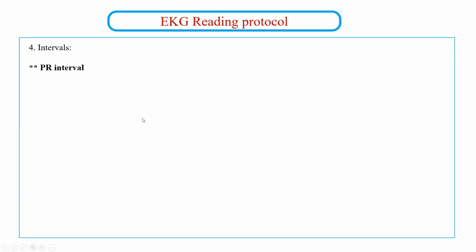Okay. Now, fourth section. We talked about rhythm, rate, axis. Now we talk about the intervals. For the intervals, you should look at the PR interval, QRS duration, and the QT interval. So there are 3 intervals. The first interval is the PR interval. You measure it from the beginning of the P wave to the beginning of the QRS complex, so from the beginning to the beginning.